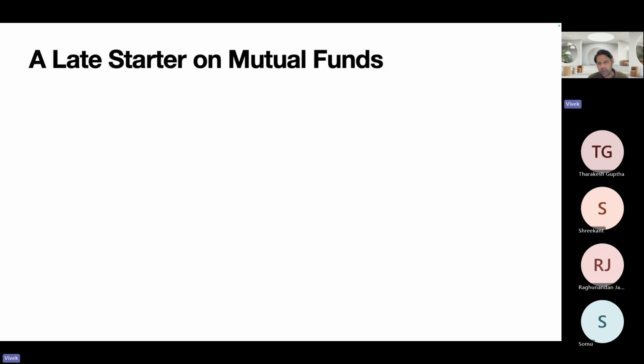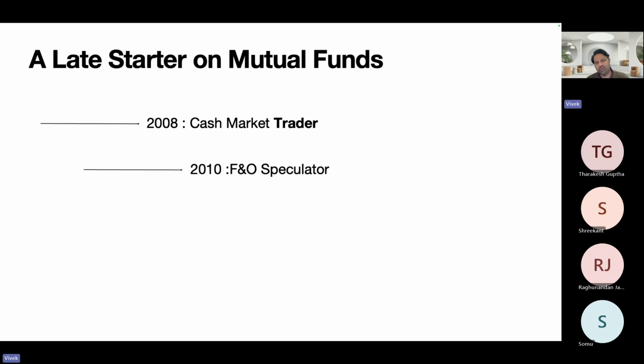Now, individually for me, I'm actually a late starter on mutual funds. I started in 2008 as a cash market trader. I had some pocket money in 2008, and I used to trade stocks to see if I could make a living out of it. Obviously, the plan did not work out, so I made another bigger hedge. I started speculating in futures and options, and I did it for a couple of years. Again, the results were not that great.